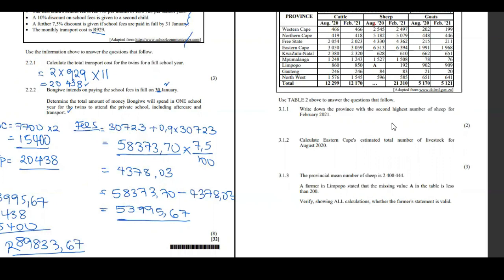So the second highest. That means you should have the first highest. So when you check here, this number, this is 6,300. You understand? We have 5,000. So this is the number 1, 2. You see? Followed by 3, but you don't need to go further because we are looking for the second highest. So remember, say province. So the province is what? Northern Cape.